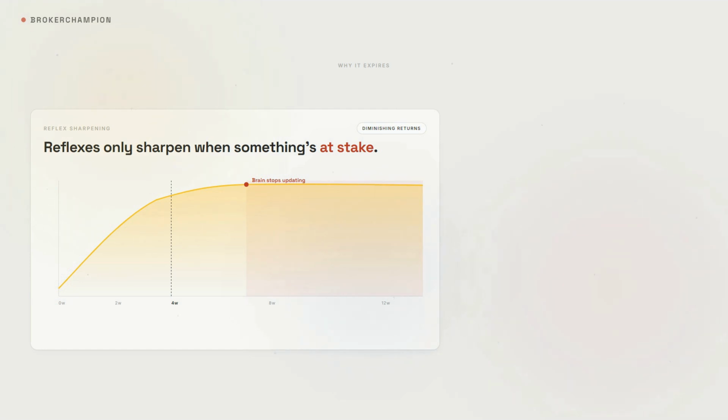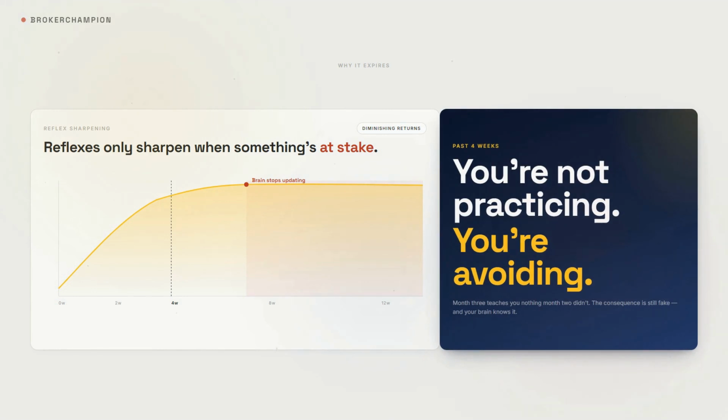Why does paper trading expire? Because past that point, the consequence is still fake and your brain stops updating. Reflexes only sharpen when something's at stake. Month 3 of a simulator teaches you nothing month 2 didn't.